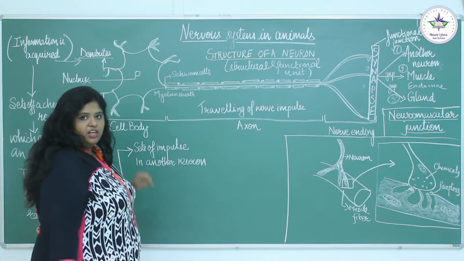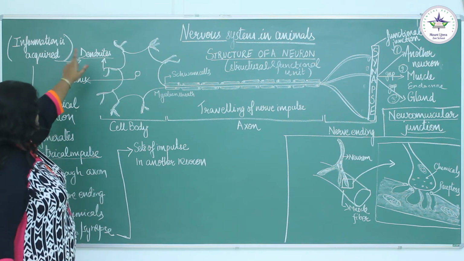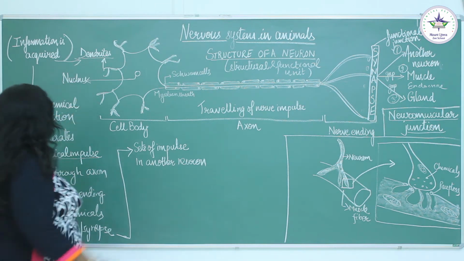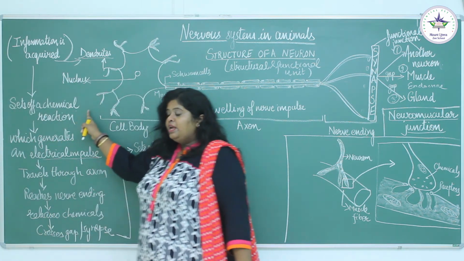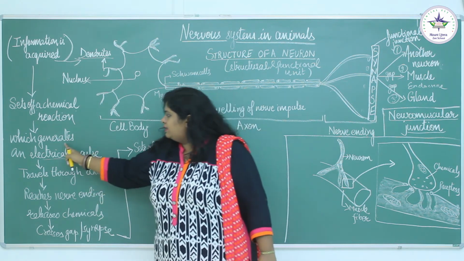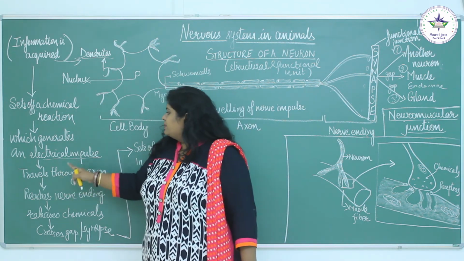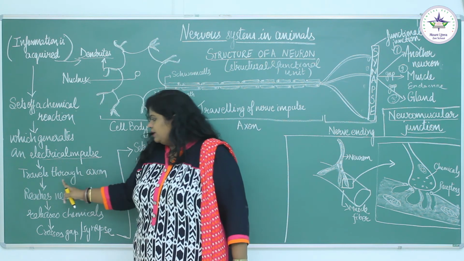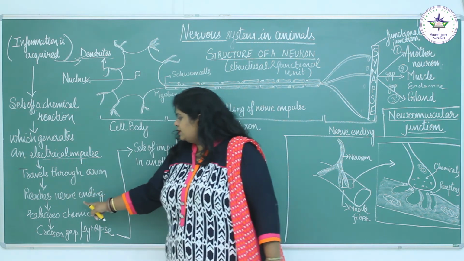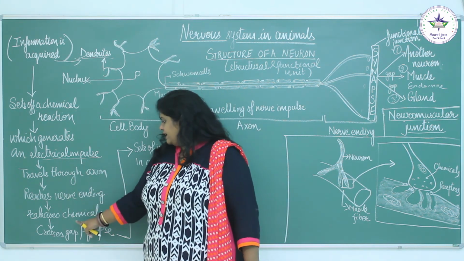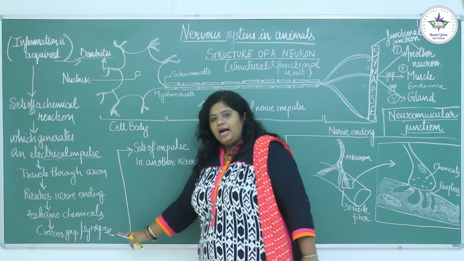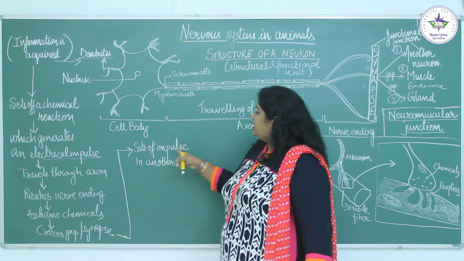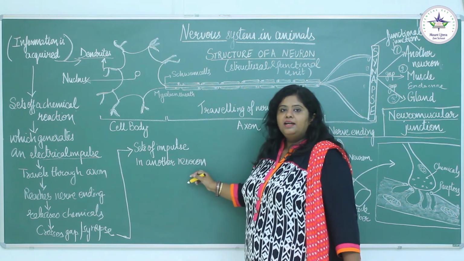So what was the actual pathway? First, the message was received at the dendrite, it set off a chemical reaction, and this chemical reaction generated an electrical impulse. This electrical impulse traveled through the axon, it reached the nerve ending, it released the chemicals, it crossed the gap or the synapse, and finally it sets up an impulse in another neuron.